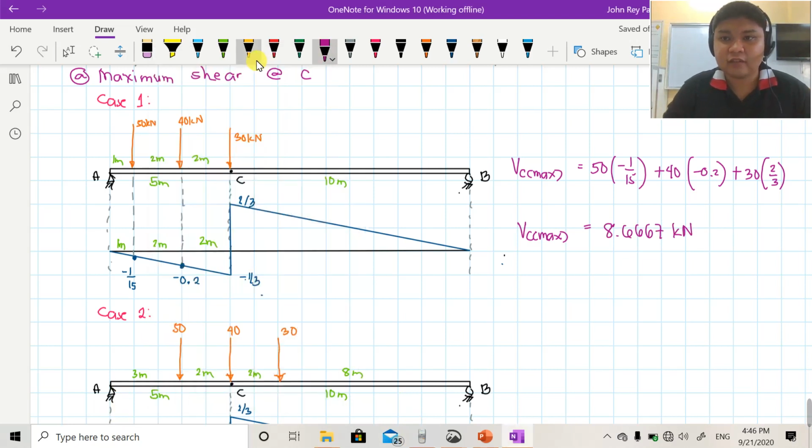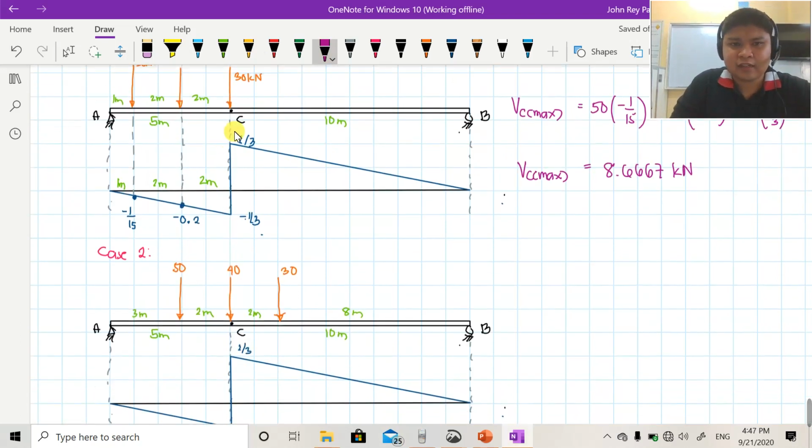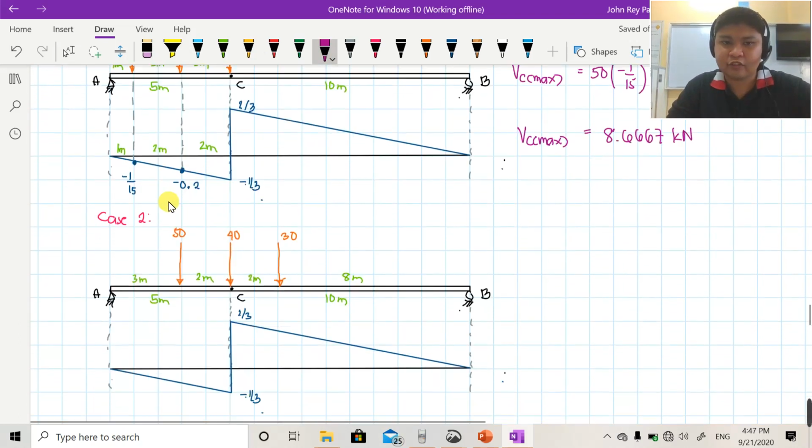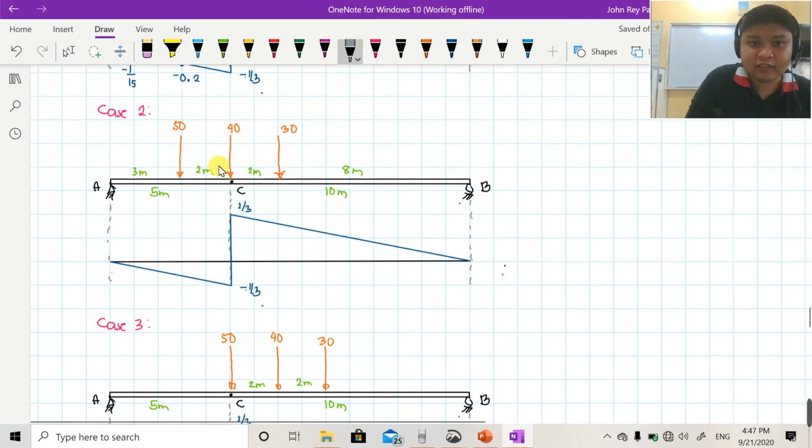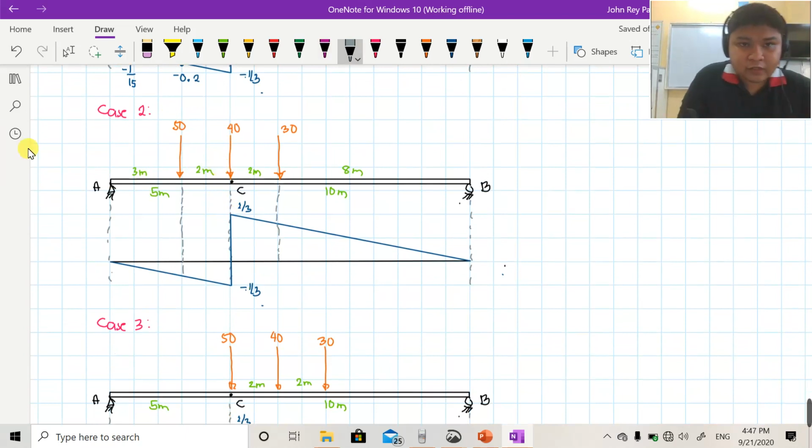So, next tayo, yun lang, di ba? Naintindihan nyo naman na yung process. Parang ilalagay mo muna yung force tapos ordinate na lang. So, for case 2, yun na nga yung itsura niya. Hanapin na lang natin yung ordinate, di ba? So, fortunately, nilagay natin yung distance. This will be 3 meter, 2 meter, and 2 meter, 8 meters.